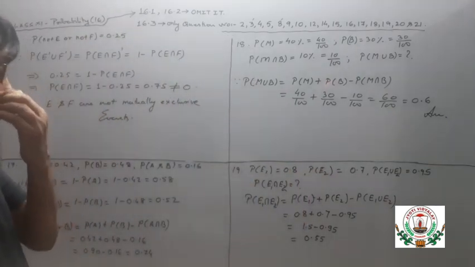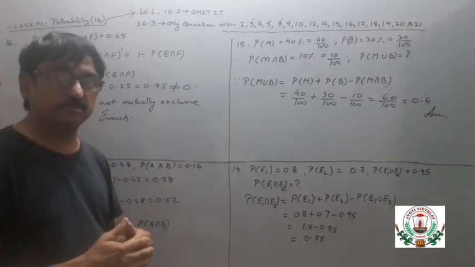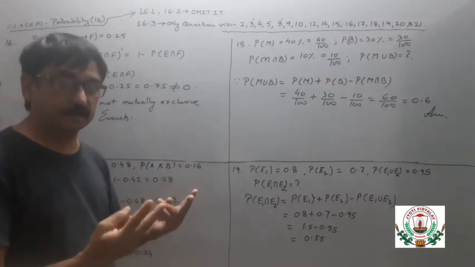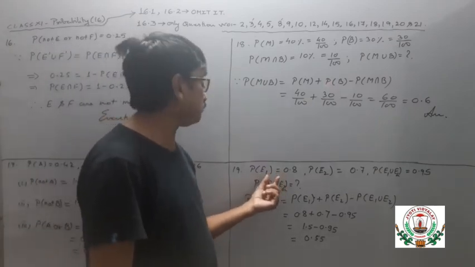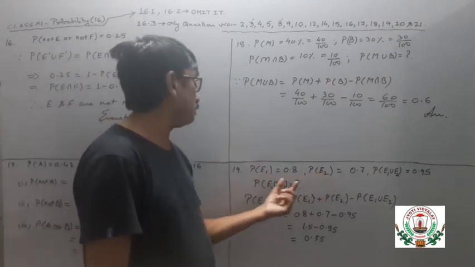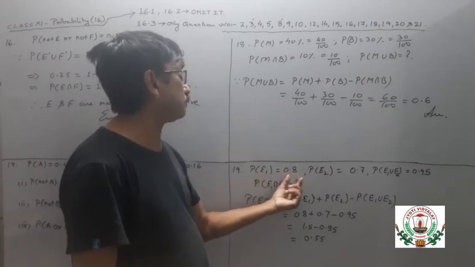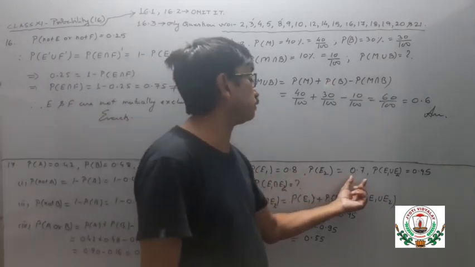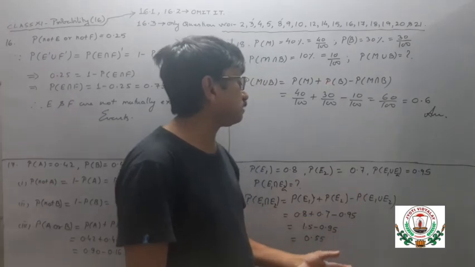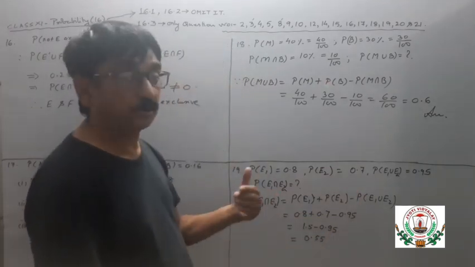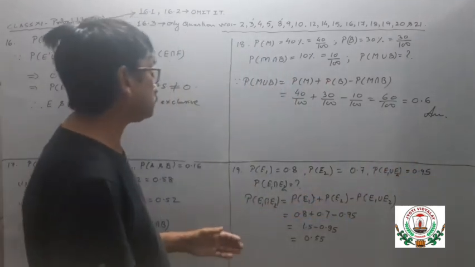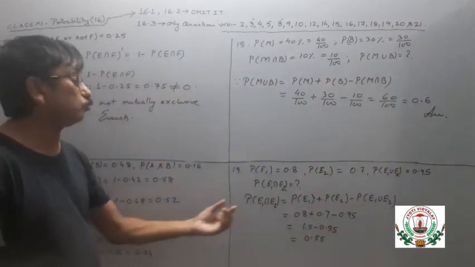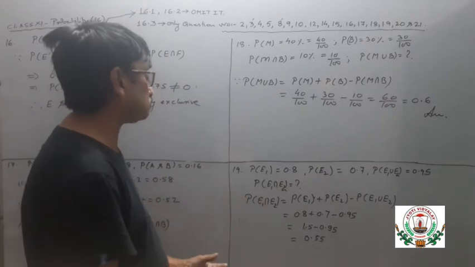Now, question number 19. For the entrance examinations, two examinations are given. So I have taken E1 for the first examination and E2 for the second examination. Probability for E1 is 0.8, probability of the second examination is 0.7, and at least one of the examinations, either 1 or 2 or both, is given as 0.95. What will be the probability for clearing both the examinations, E1 intersection E2?